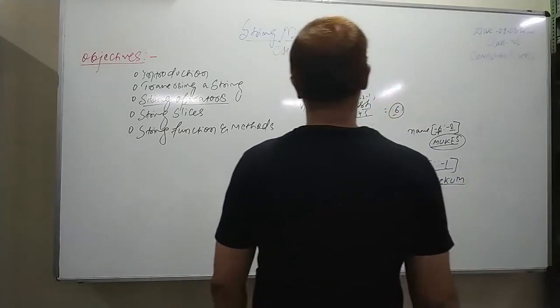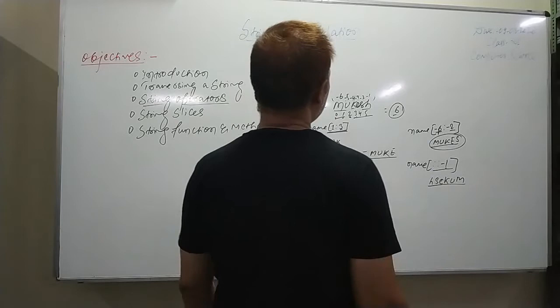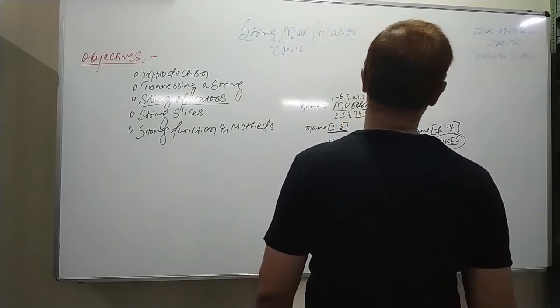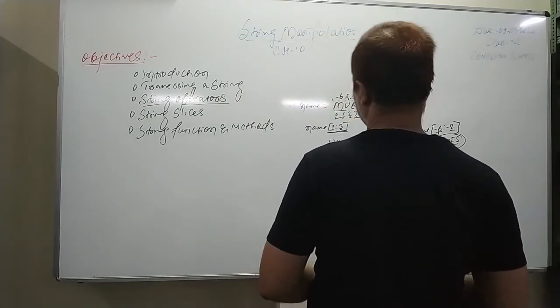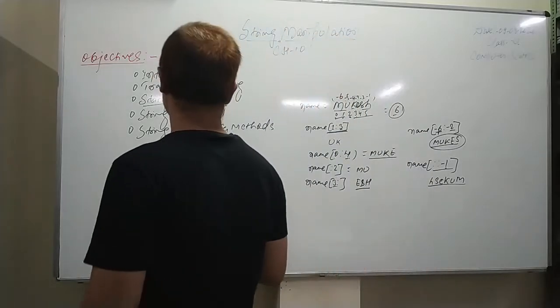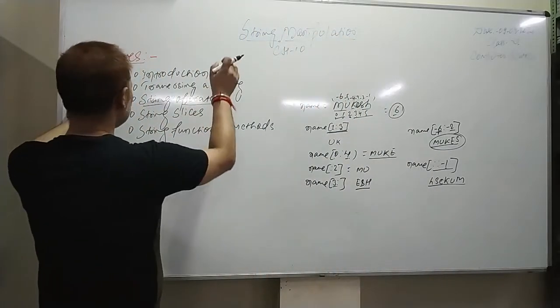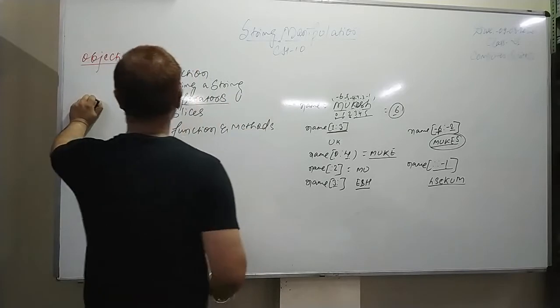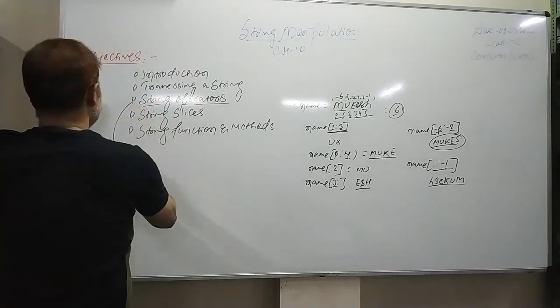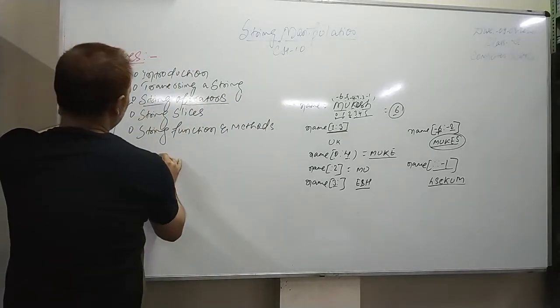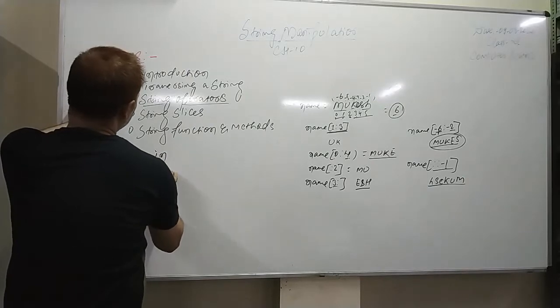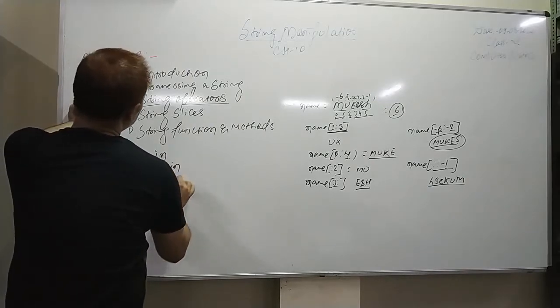Then string functions and methods. Of course there are many methods and functions that help us to manipulate the string. For example, in operators you can remember 2 more operators, plus and star you have seen. You can have in and not in. This is also an operator in a string.